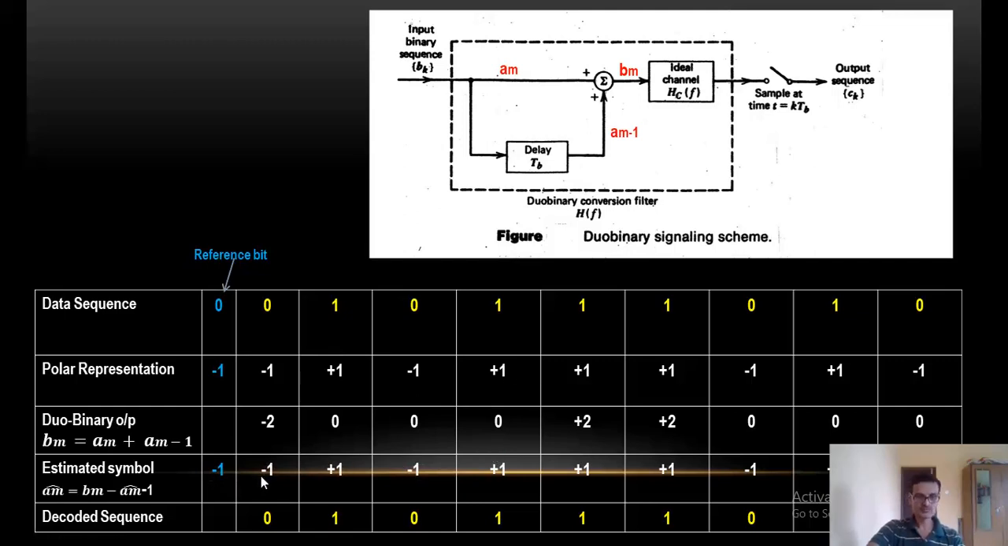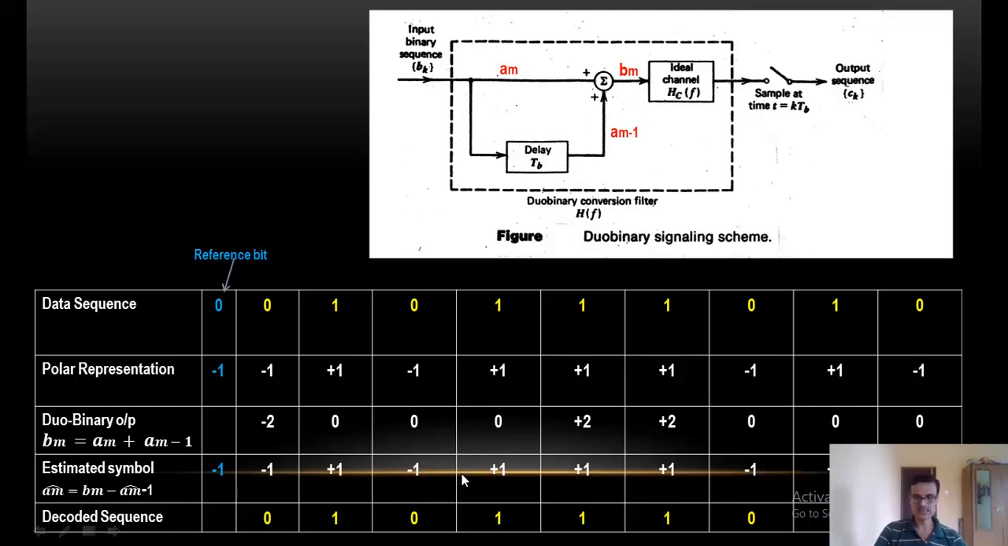Now -1 is treated as 0, +1 is treated as 1 in the polar format. So just go on converting the polar representation into the bits here. -1 is 0, +1 is 1. Now just check the data sequence we have here in the transmitter, and the detected or decoded sequence, both are actually same. So in the presence of noise or in the presence of ISI, we could recover back the original data. This is actually the DuoBinary signaling method.